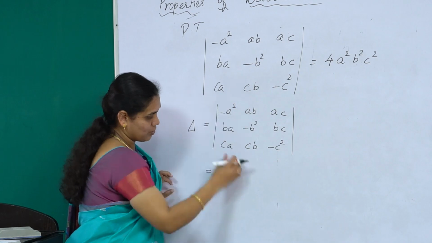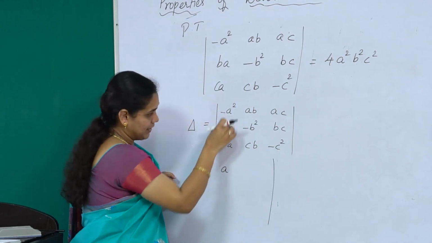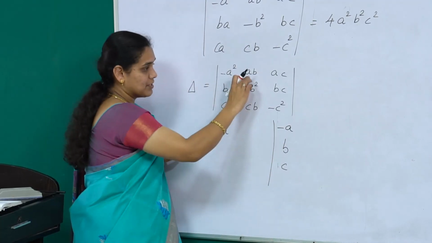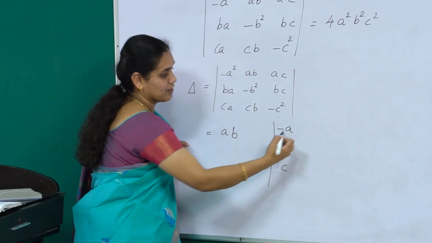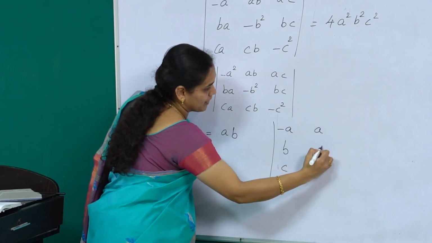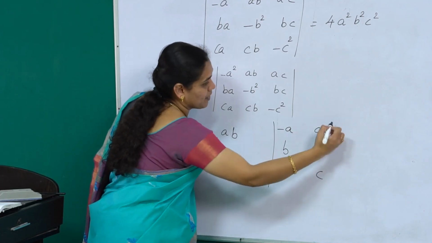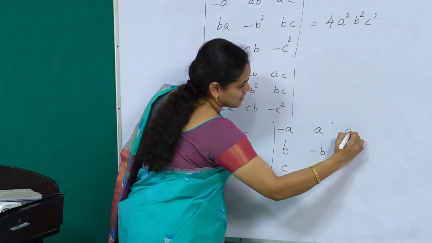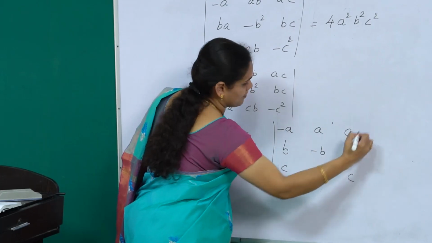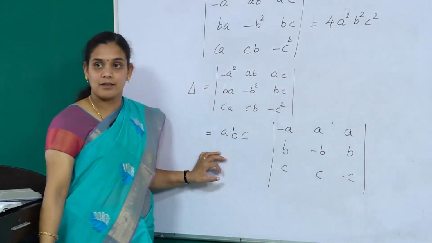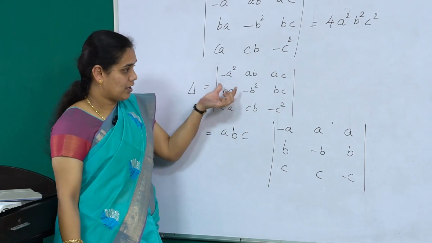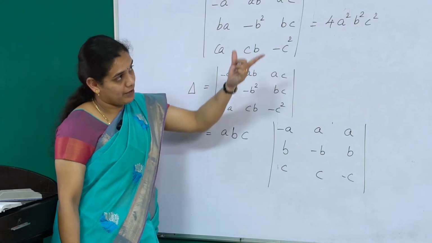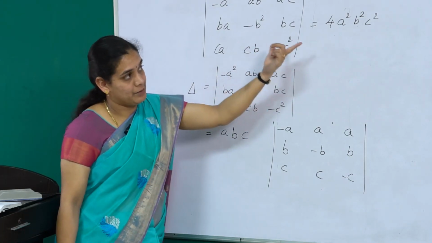So from the first column I am taking a outside. So we get minus a, b, c. And from the second column I am taking b outside. So that is a, minus b, c. And from the third column we are going to take c outside. So this is a, b and minus c, isn't it? So we have taken a, b and c from column 1, column 2 and column 3. And here we have used property number 4.